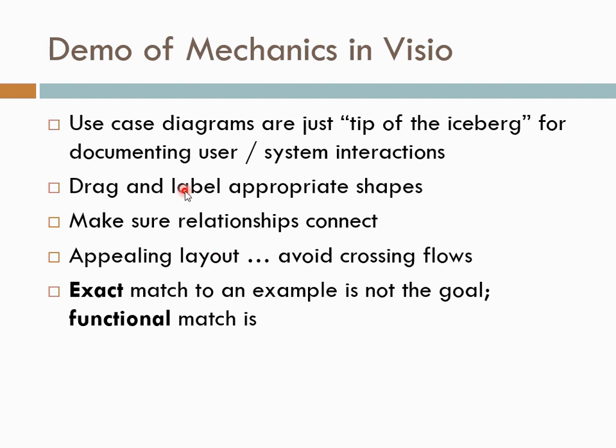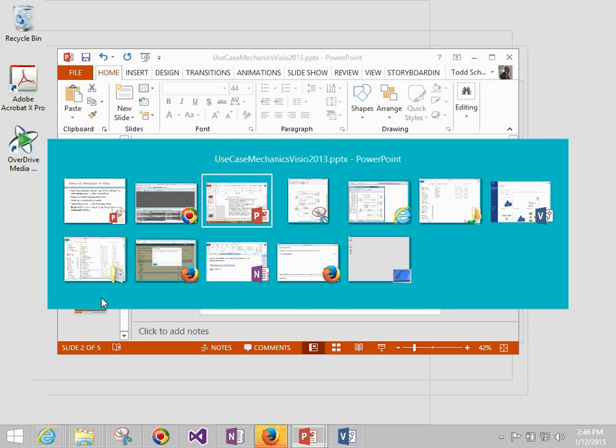As always with Visio, you're going to drag and label the appropriate shapes. Try to make sure those relationships connect, so if you move things around, the other relationship goes with it. Try to lay things out so you avoid crossing flows. And as always, we're interested in a functional match. Did I capture the spirit of it? Not necessarily that I need a diagram that looks just like something else that I happen to be looking at.